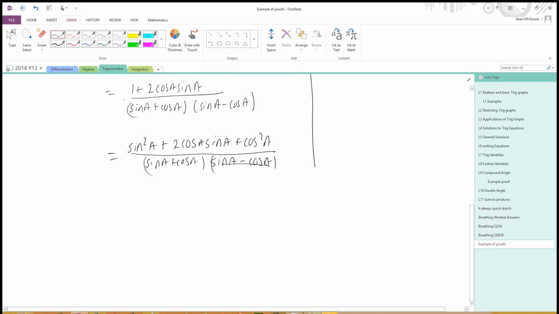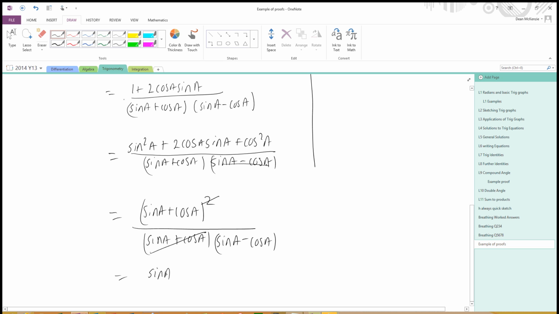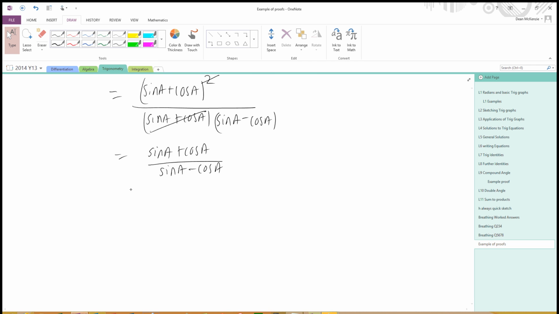Right, if I factorize the top line there, I've actually got sine A plus cos A all squared, all over sine A plus cos A, and I've got a sine A minus a cos A on the bottom line as well. What I can then do is cancel out one of those, and I'm left with sine A plus cos A over sine A minus cos A, which equals the left hand side.